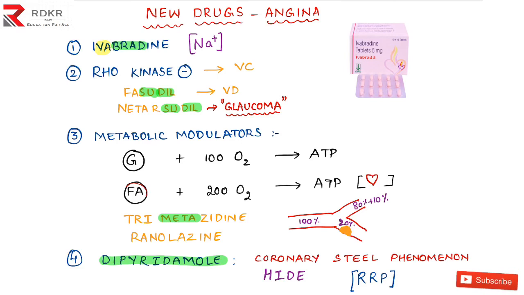And last but not least, dipyridamole is again a newer drug used to treat angina. Dipyridamole causes the coronary steal phenomenon. Do you know what exactly it means? Yeah, I will tell you. Have you watched the Robin Hood movie? If you haven't, do watch. It's a very nice movie.